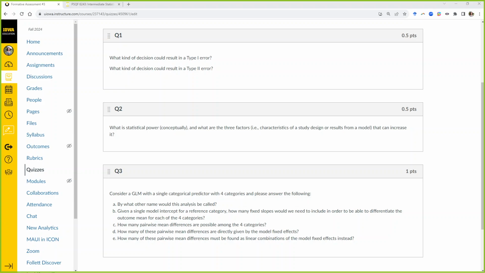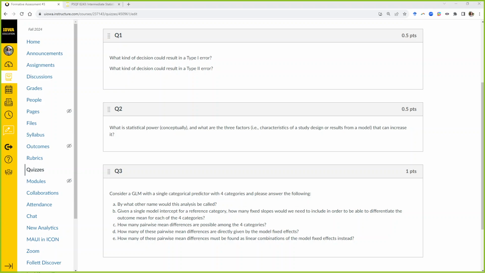So given a single model intercept for a reference category, how many fixed slopes would we need in order to differentiate the outcome mean for each of the 4 categories? 3, exactly. And how many fixed effects would we need total? If we have an intercept and those 3 slopes, you would have 4 fixed effects total.